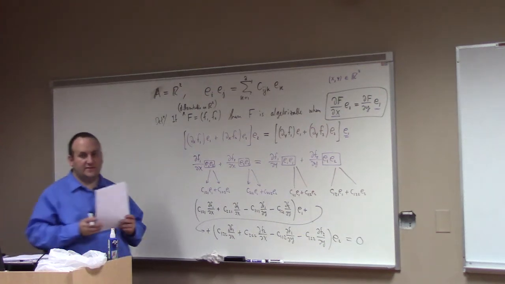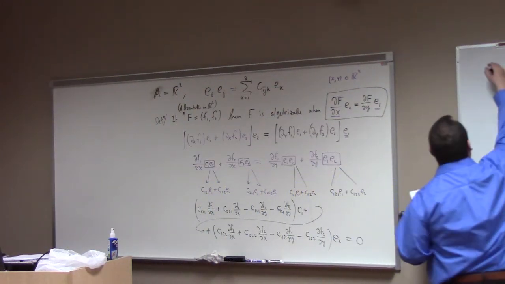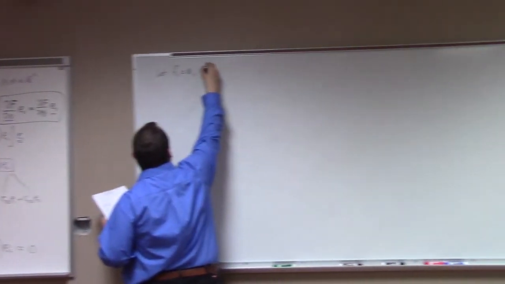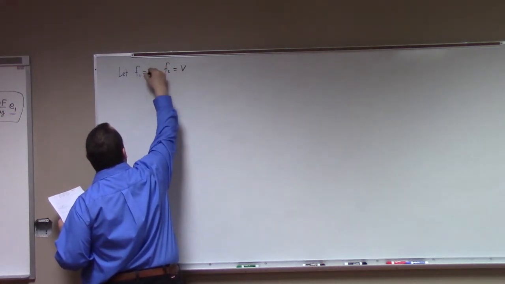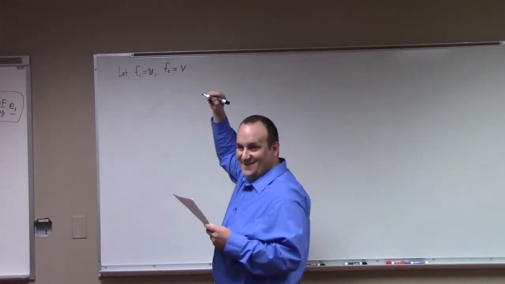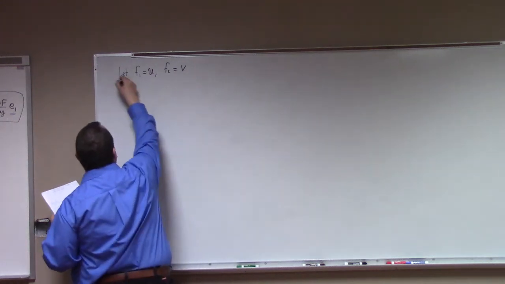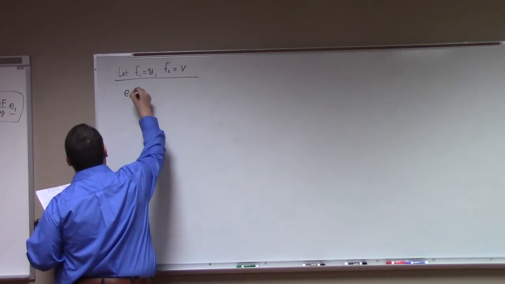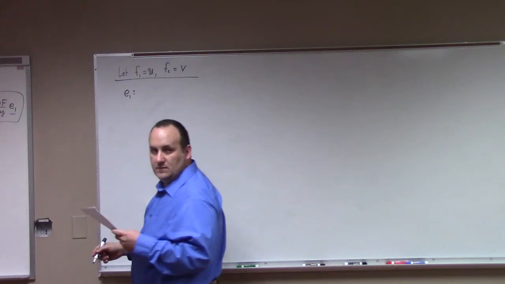Then, because we get sick of writing F1 and F2, we introduced shorthand. We let F1 equal U and F2 equal V. I will make my U with a loop. I will make my V without a loop so you can see the difference. Okay? And so then, if you look at that, and you look at the E1 equation, this is a vector equation. The things in parentheses have to separately vanish, right?